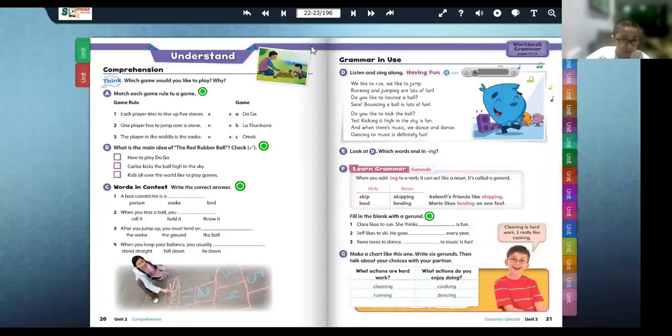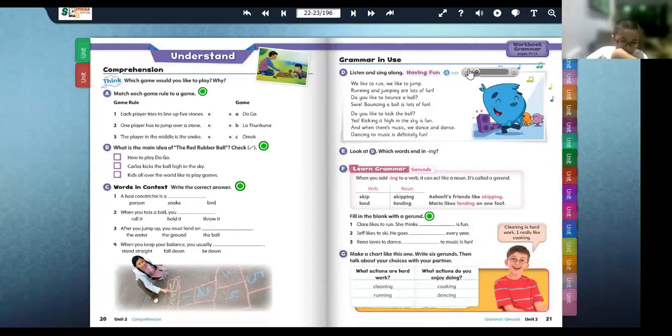Okay, now let's continue to this one. Grammar in use. Okay, I want you to listen to this one first, and then we will discuss about gerunds. Page 21. Grammar in use.